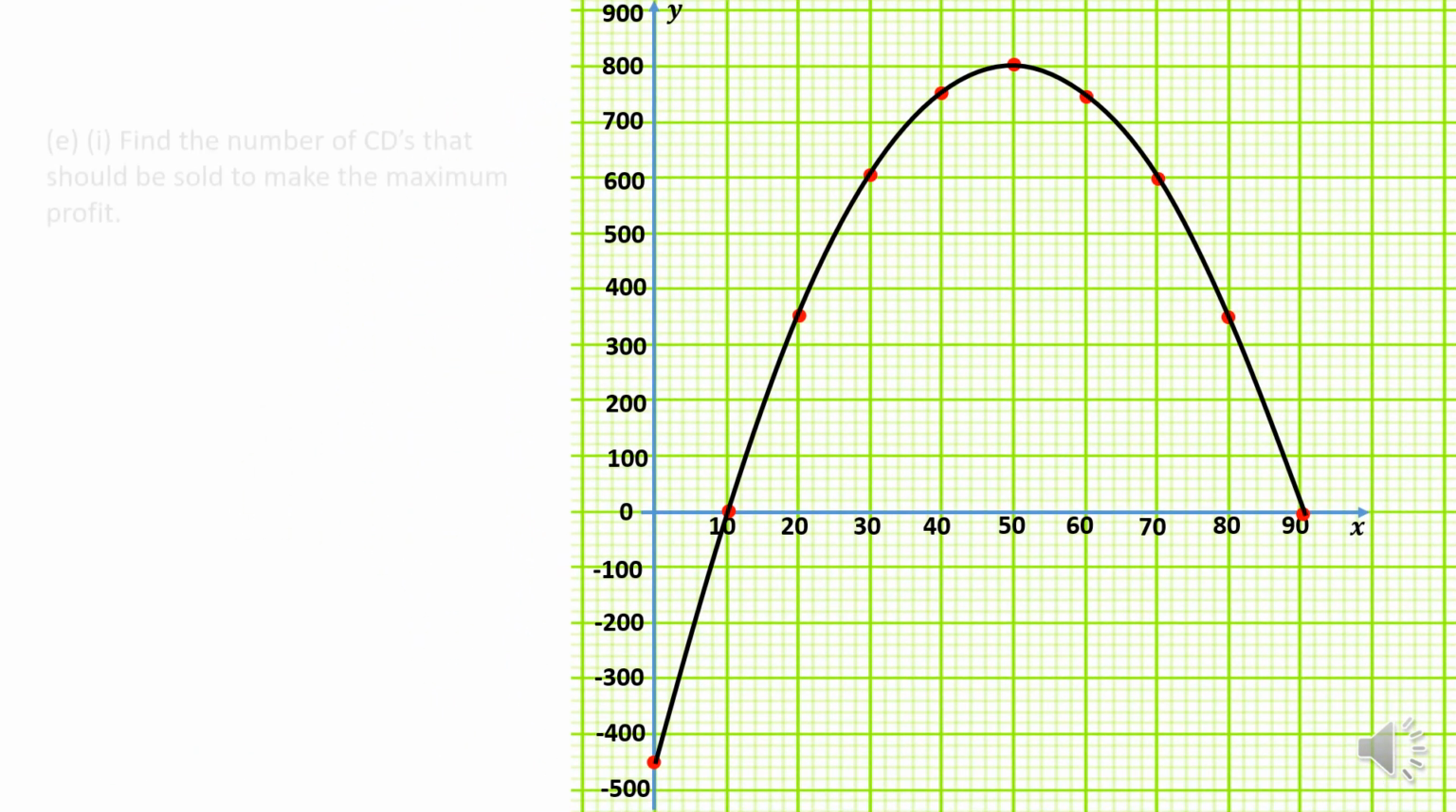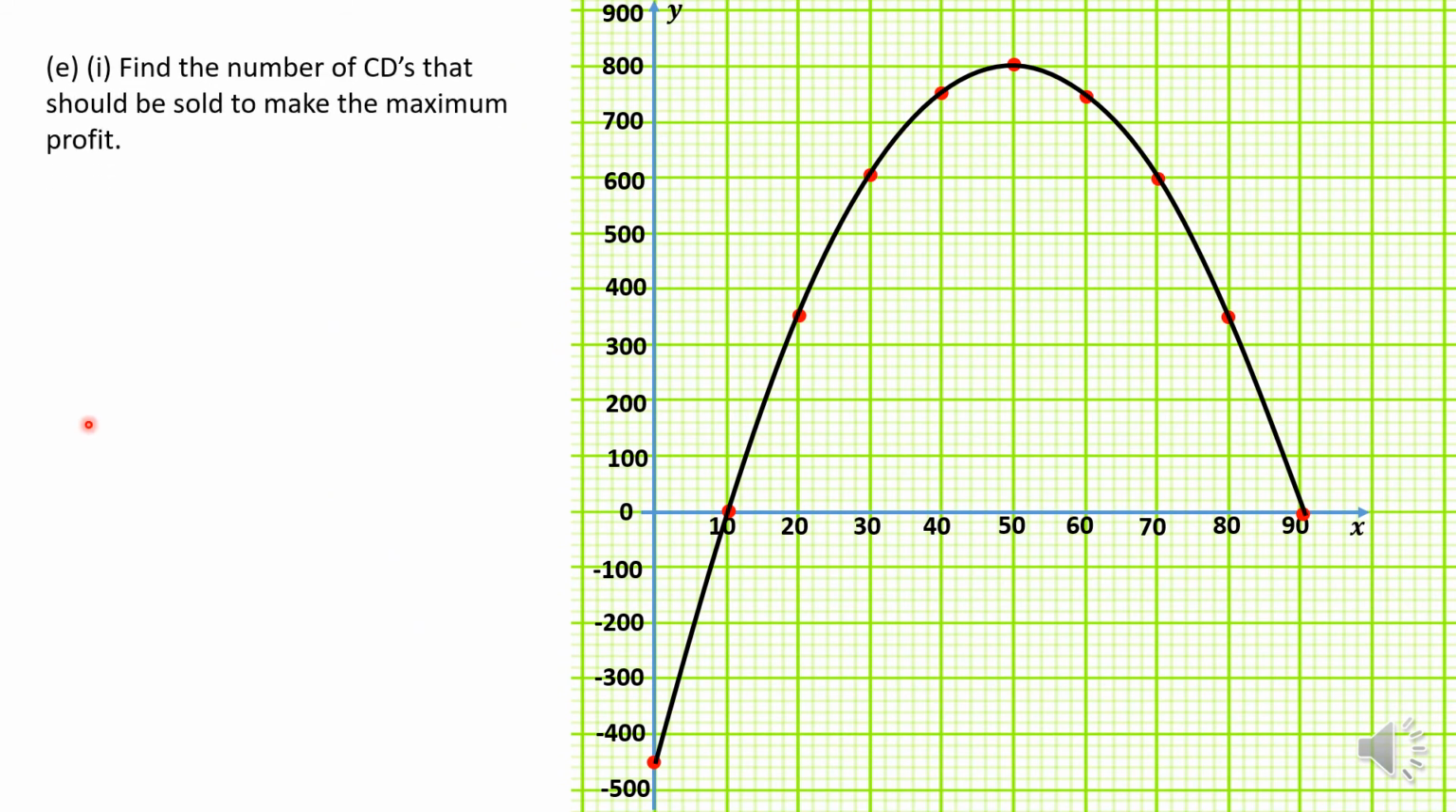Right, so I'm going to bring that graph back here. Now they are asking me some real life questions. They say find the number of CDs that can be sold to make a maximum profit. Now, a maximum profit simply means, if you remember from quadratic functions, that the maximum of a quadratic function... Quadratic functions take the form ax squared plus bx plus c, equals y.